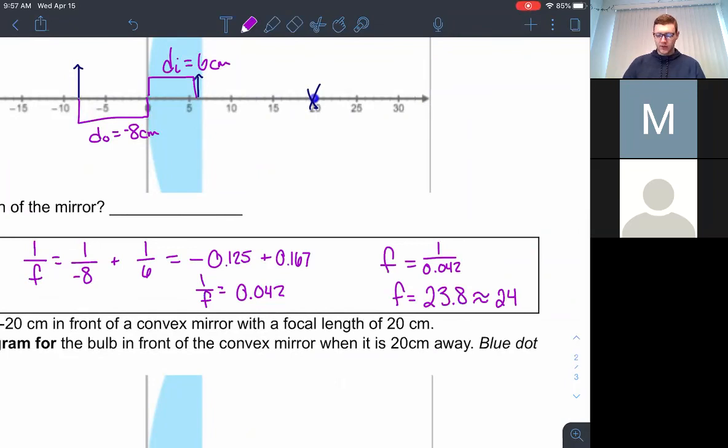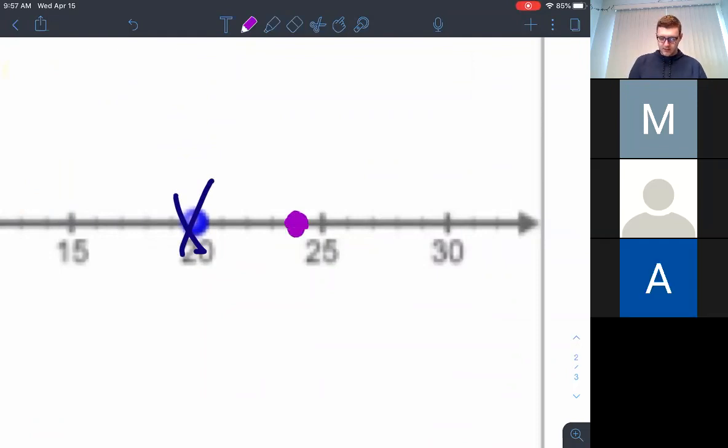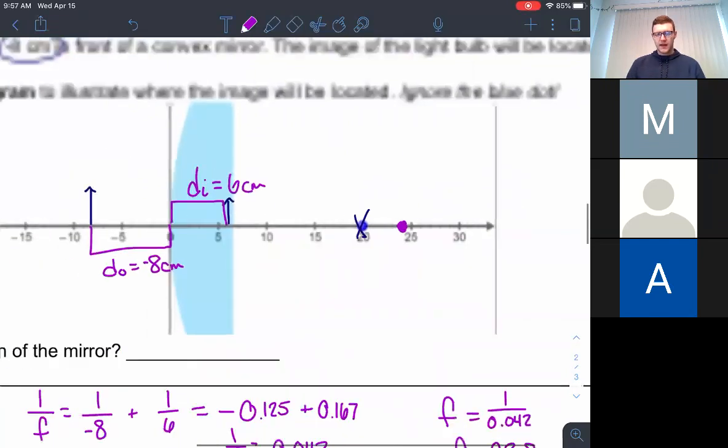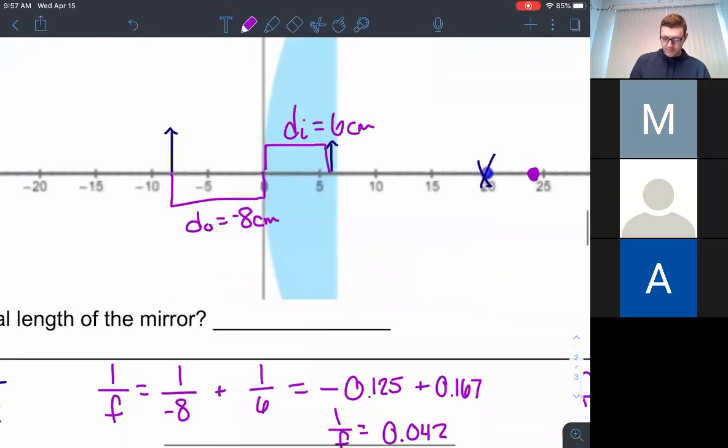So our focal point, if we put it on here, would be right around there. And that's all you have to do for this problem. Okay. All right? Sounds easy. Any other questions? No. All right.